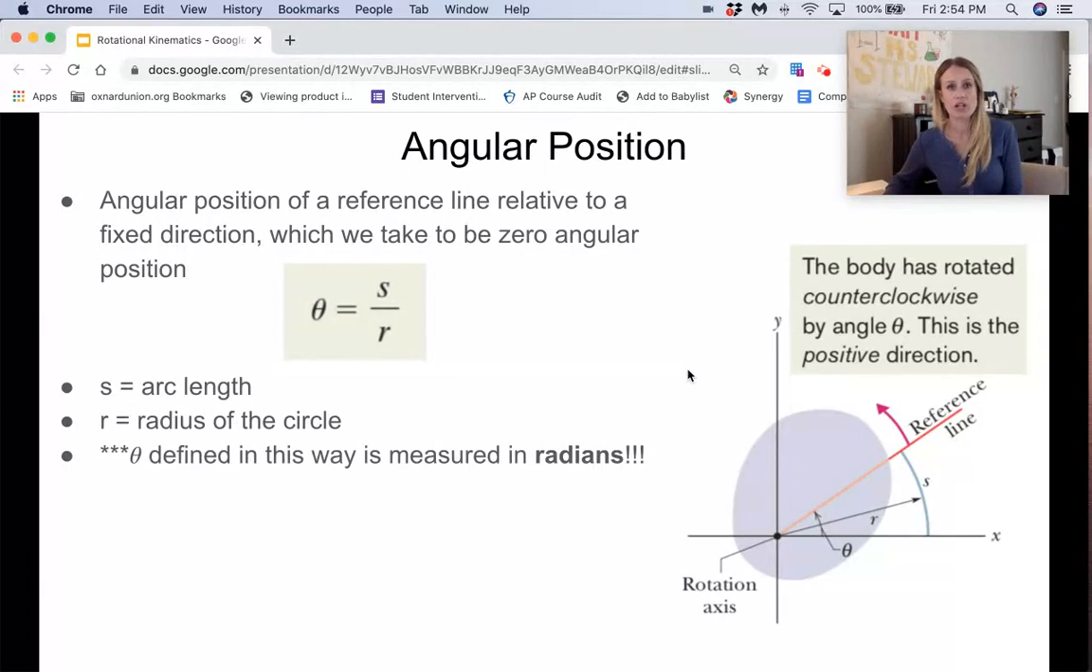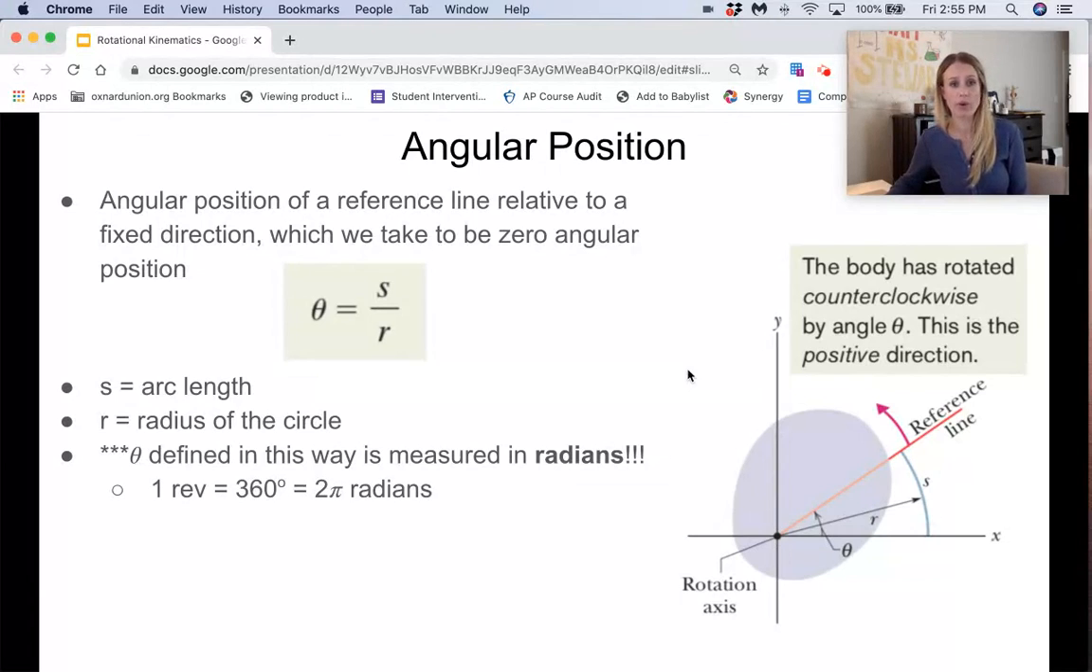Now, it's really important to note that in this way, we have to define theta in radians. So when you're doing these problems, you want to make sure that your calculator is in radians, which is very confusing, especially when you're on the AP test and you have to convert back and forth from degrees to radians in your calculator. But just remember, when we're talking about things like rotation, arc length and radius, you have to define theta in radians.